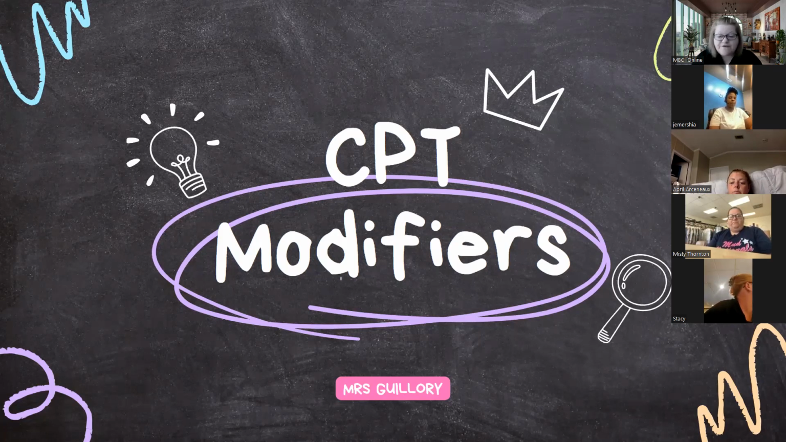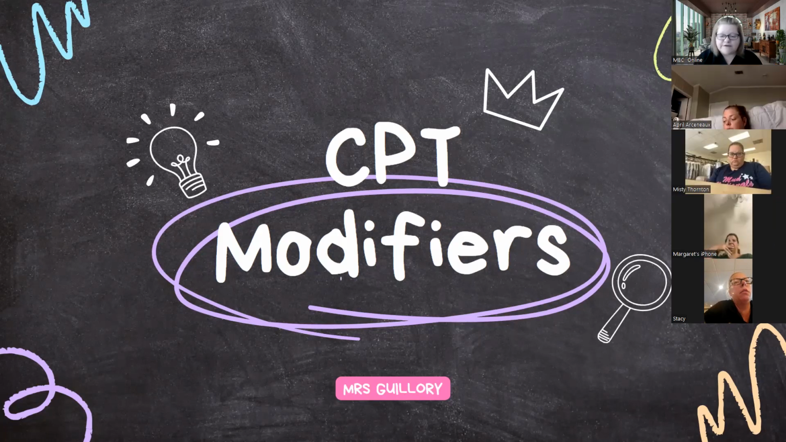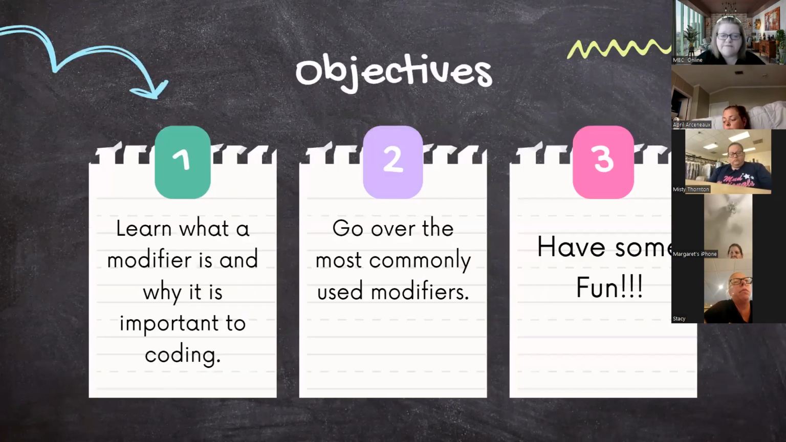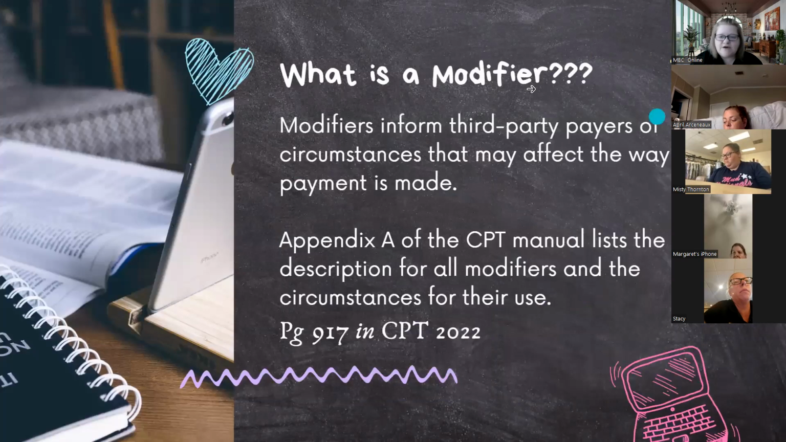But for today's purposes, when I say E&M, think office visit. Okay? Think office visit or something along those lines. It's evaluation and management codes. But modifiers need to be attached in certain circumstances. So today, our objectives for our meeting are going to be to learn what a modifier is and why it's important to coding, go over the most commonly used modifiers, and then at the end, we're going to have a little bit of fun.